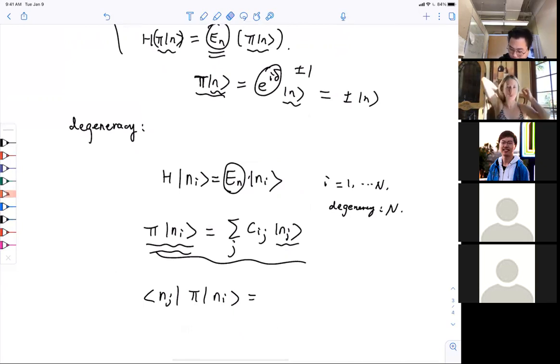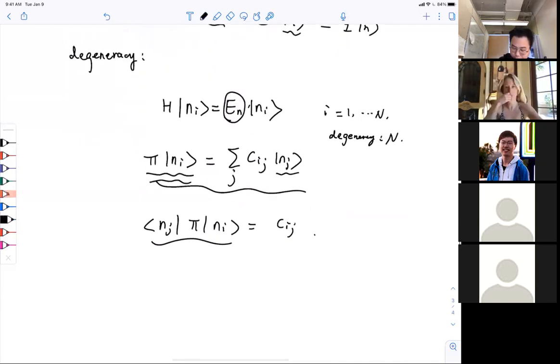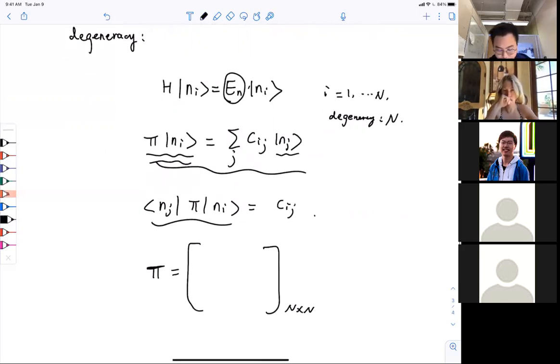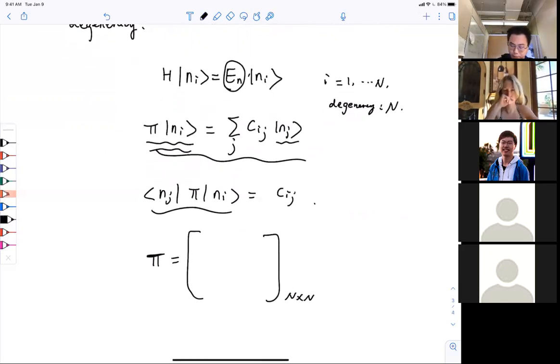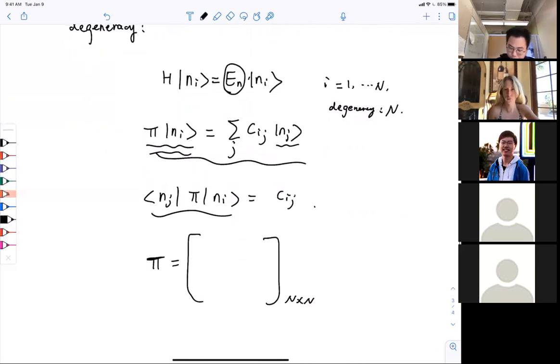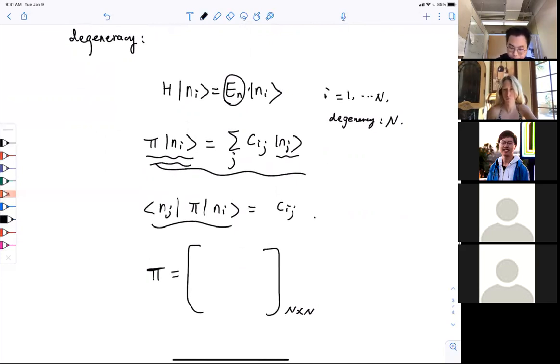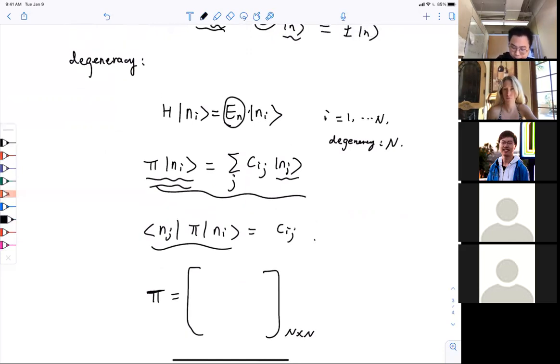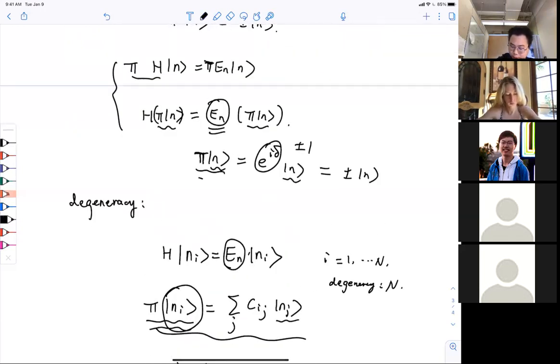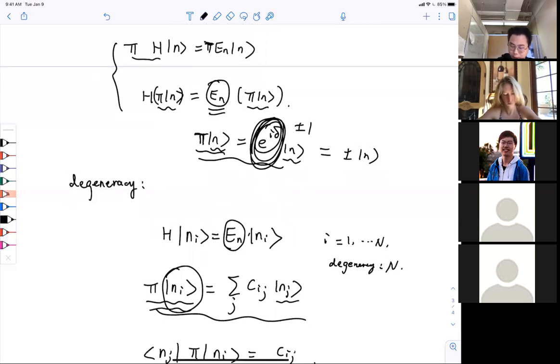So in this case, your parity operation is like an N by N matrix, right? And of course, it's a unitary and Hermitian matrix. In this case, we cannot say this state is even parity or odd parity, right? Because such an argument that there's only a phase difference cannot apply in this case.